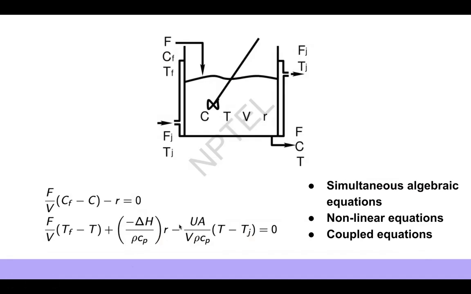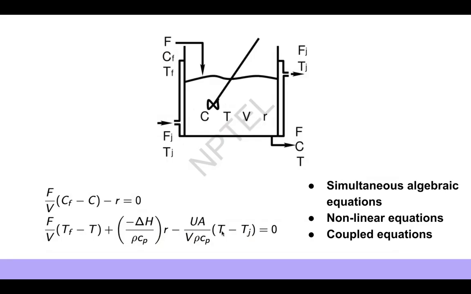Rho and Cp. Then you have a jacket fluid that is flowing through the coolant jacket here. So that will also have a change in temperature, right? There is a heat exchange happening between the coolant and the reactor. So what is the temperature difference that is driving this? The temperature difference is T minus Tj, the difference of temperature inside the reactor with respect to the coolant temperature.